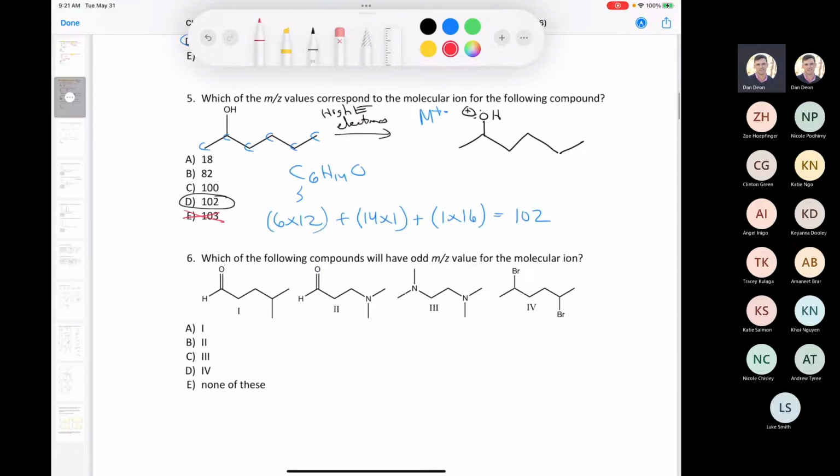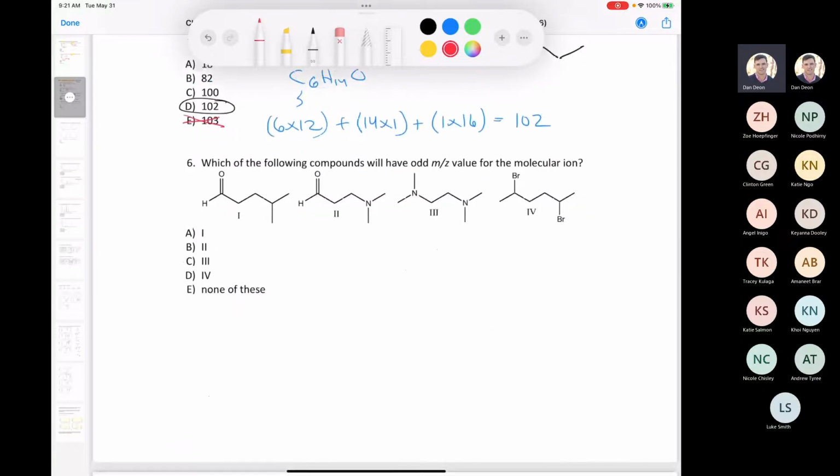Number 6, which of the following compounds would have an odd mass over charge value for the molecular ion? If you have an odd mass over charge, this means that you have an odd number of nitrogens in the compound.